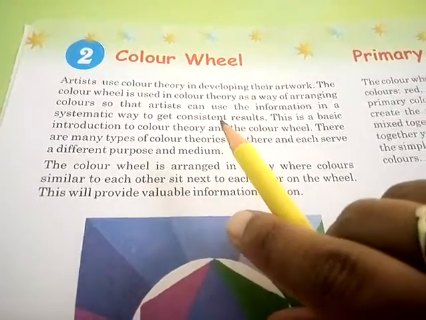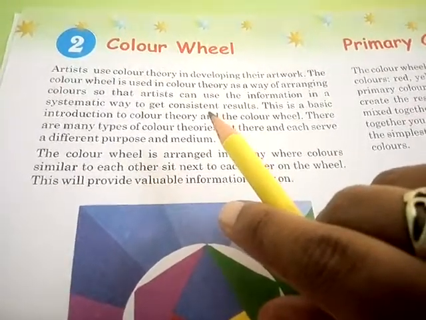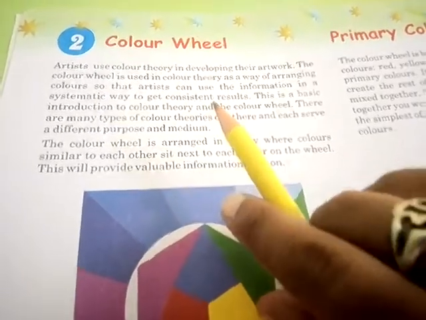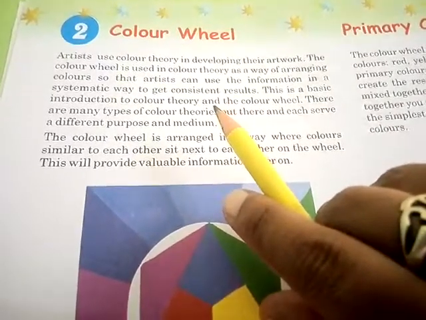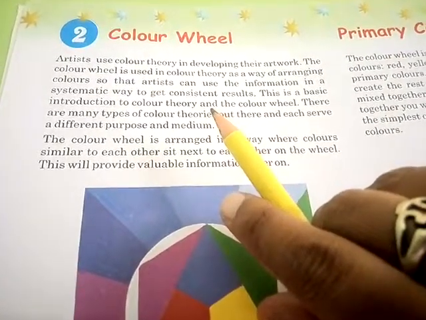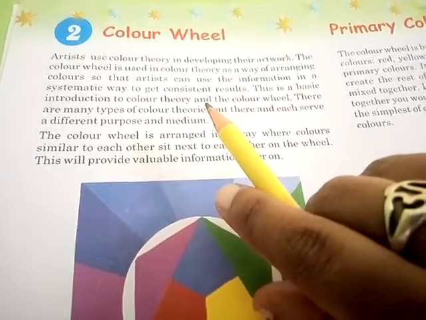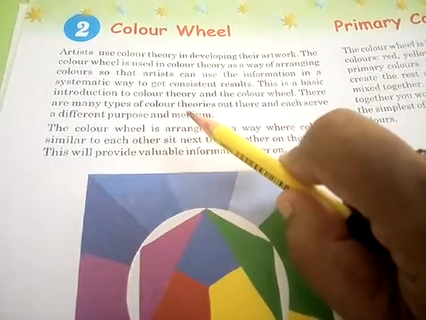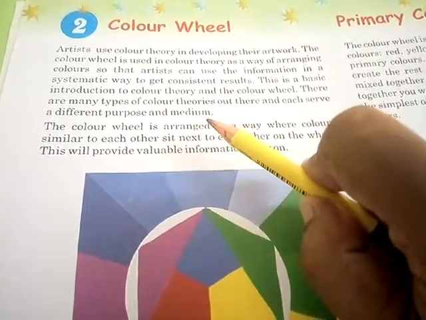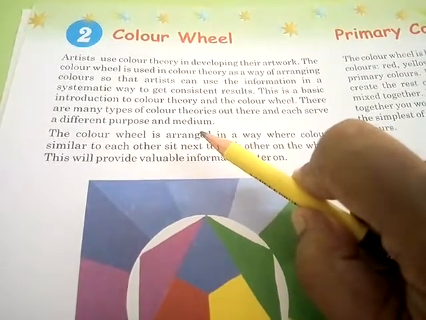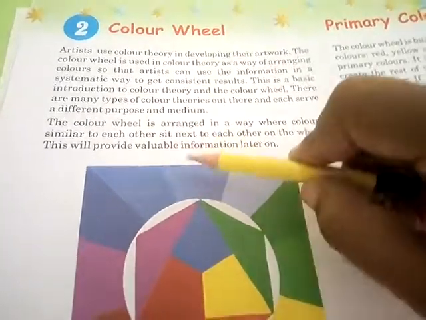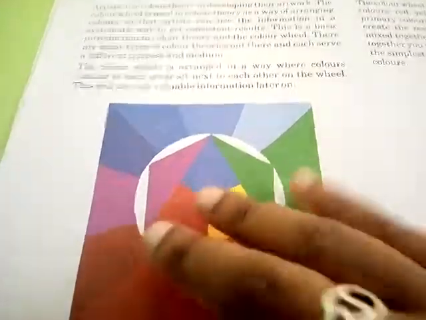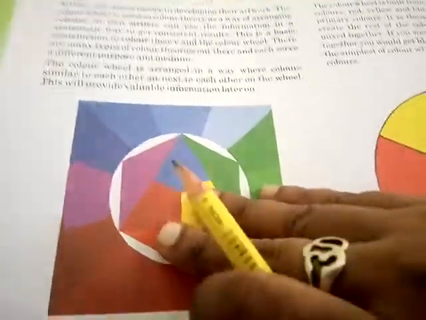in a systematic way. So it is the most important part of shapes, then after, colors. So colors also we are using systematically. Okay, so you can draw and you can do color also. Okay, so here a way to get consistent results. This is the basic introduction to color theory. This is a basic introduction, because you should know which color is primary, secondary.